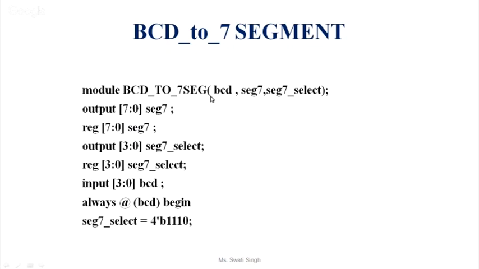Now the input is 4-bit, so we take input 3:0 BCD, always at BCD. Whenever there is a change in BCD, begin. Now select segment 7 underscore select equal to 4 in case of binary. When we write our data in binary form, we have to write 4 comma colon b 1110, because we have 4 segments and we want to select the LSB segment, so we need to give 0 for it. So we write 1110.